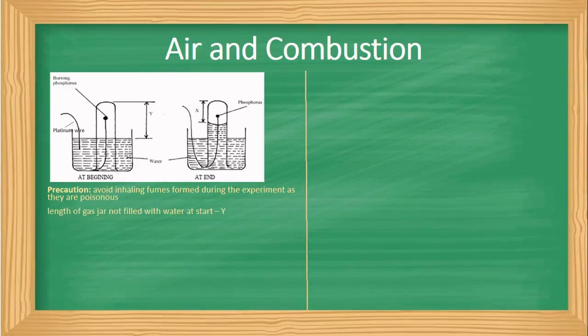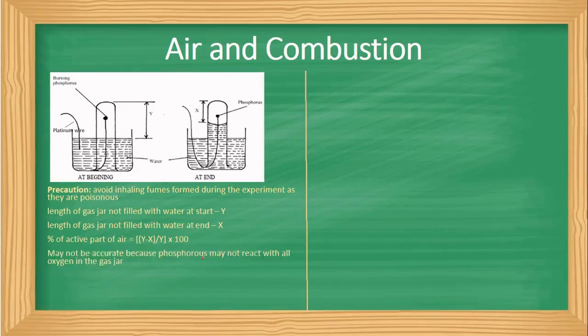To calculate now the percentage of active part of air from this experiment, you take the length of gas jar not filled with water at start, which is Y, as you can see here, and then you take the length of jar not filled with water at the end, which is X. So then you can get the difference, so that you know what length has been occupied by water, which is now Y minus X. So whatever you get as a difference, you divide by the length at the start of the experiment, which is Y, and then multiply by 100 to get the percentage.